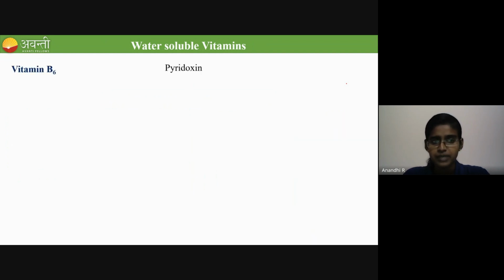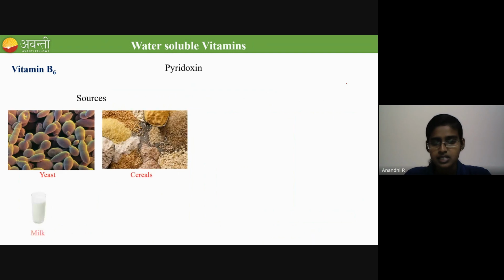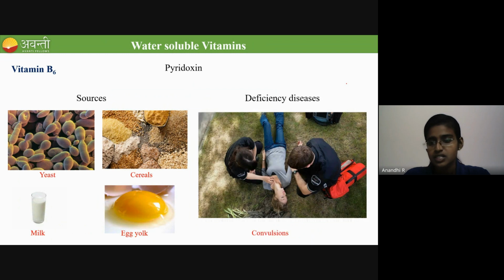Yes, vitamin B6 is there in pyridoxine. The sources are yeast, cereals, milk, and egg yolk again. The deficiency is convulsion. Convulsion means a fits kind of problem you will get. Okay, fits. So you see a person falls off, fits.